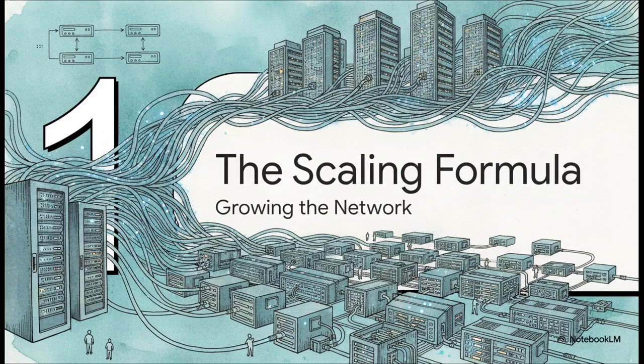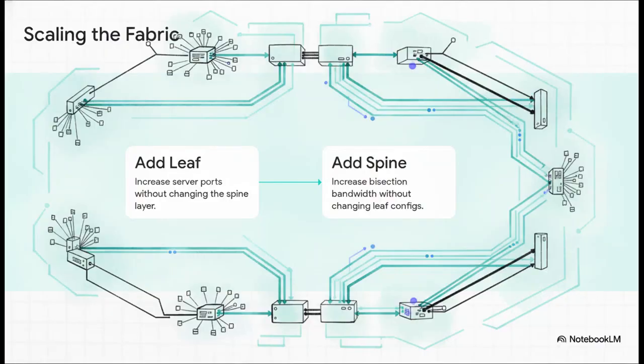The scaling formula? Growing the network. Okay, so we have this perfect two-tier, two-hop architecture, but how do we actually grow this into a massive hyperscale data center? Scaling this fabric is beautifully straightforward, mostly because it avoids that dreaded forklift upgrade where you have to literally rip out old core hardware.